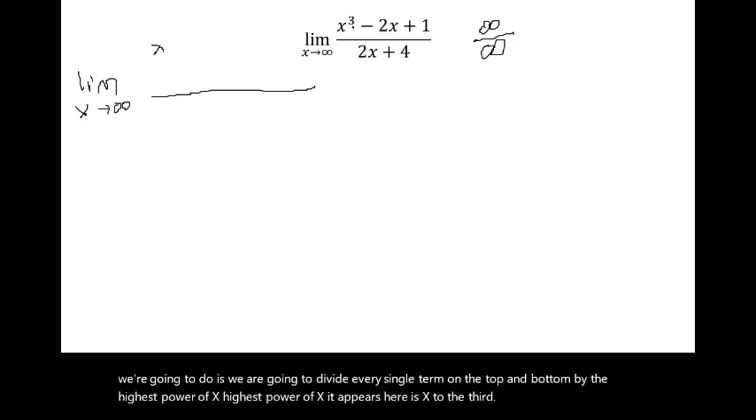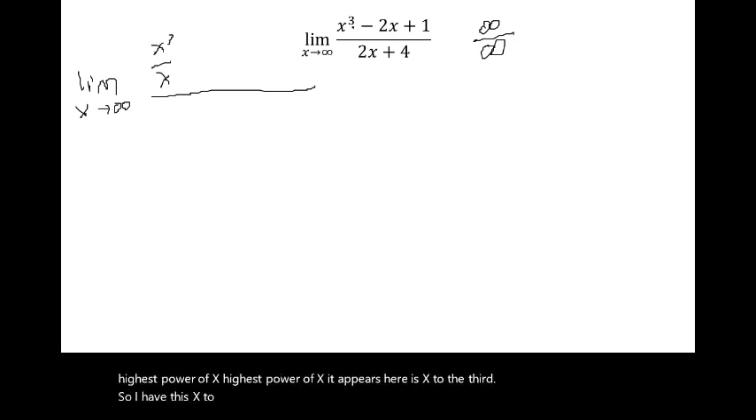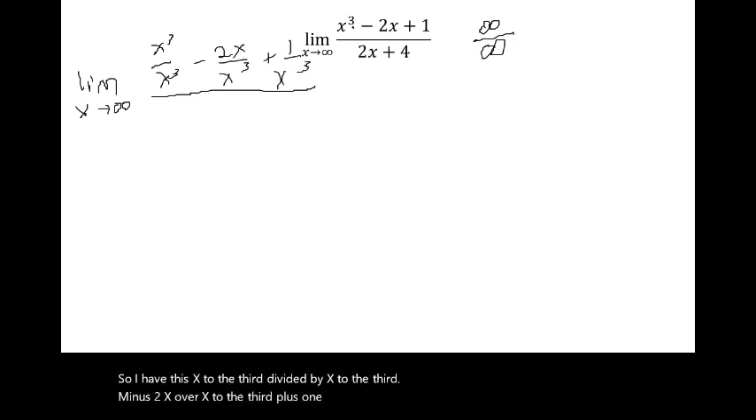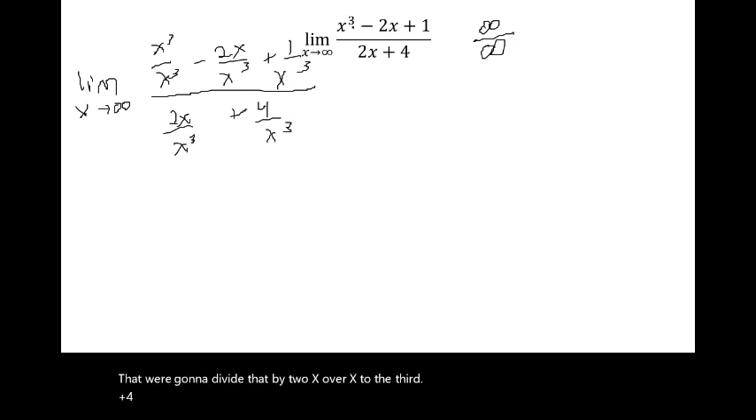So I have this x to the third divided by x to the third minus 2x over x to the third plus 1 over x to the third. Then we're going to divide that by 2x over x to the third plus 4 over x to the third.